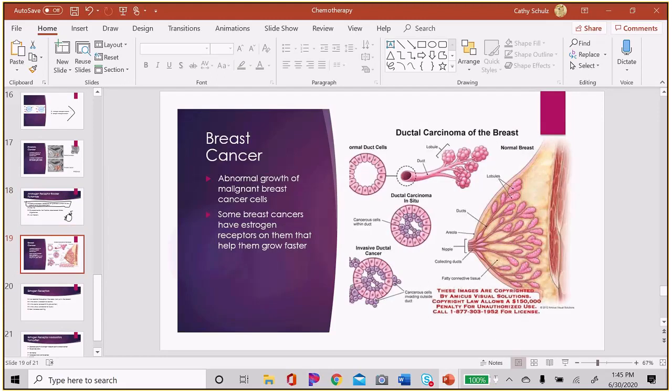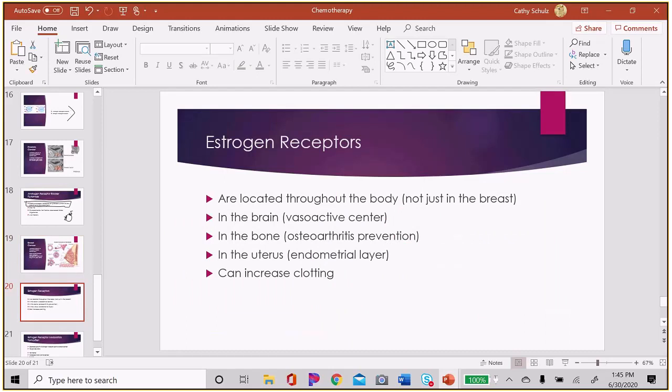And then the last medication to talk about is a specific hormone receptor medication that's used in breast cancer. So obviously breast cancer is abnormal growth of malignant breast cancer cells, which can start in the lobules, but usually starts in the breast duct. Many cancers are responsive to estrogen. The estrogen will increase their growth. So we can try to selectively block estrogen receptors.